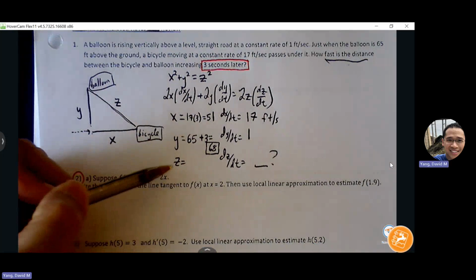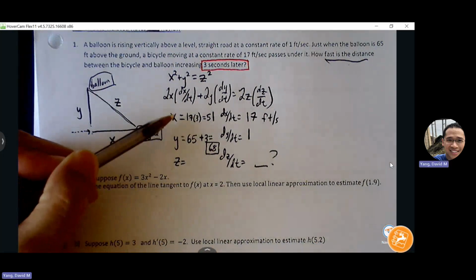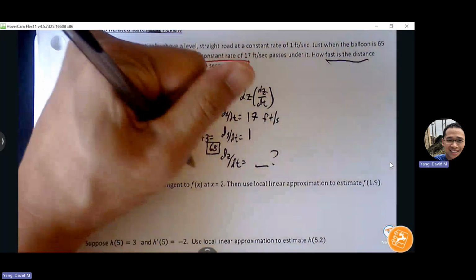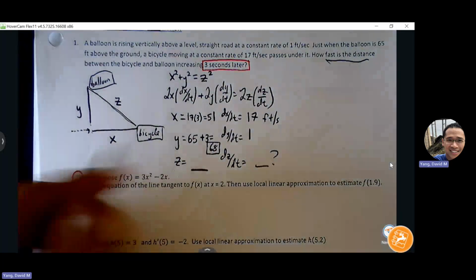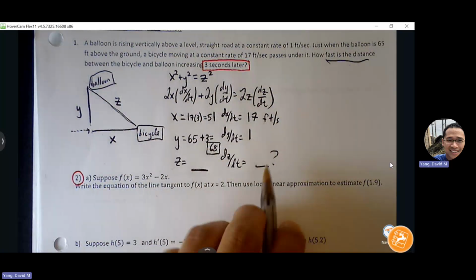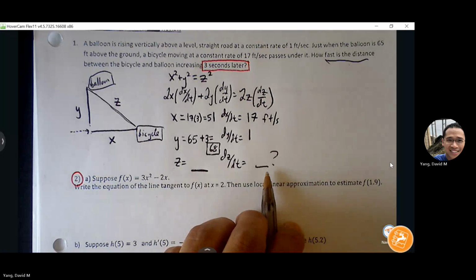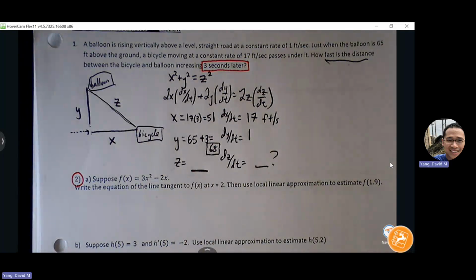Now we can do what? Pythagorean theorem, right? a squared plus b squared equals c squared. We find that z value, and then everything is ready for you to solve for dz/dt. Okay, so try that. You can use your calculator.